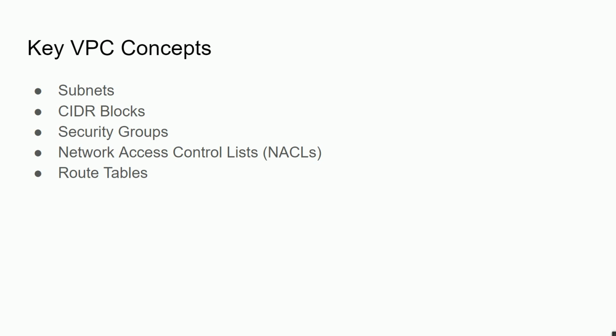Subnets are nothing but a group of computers or a group of infrastructure where we can apply common policies. Second one is CIDR block.